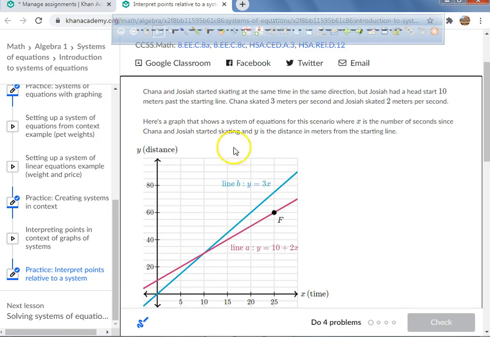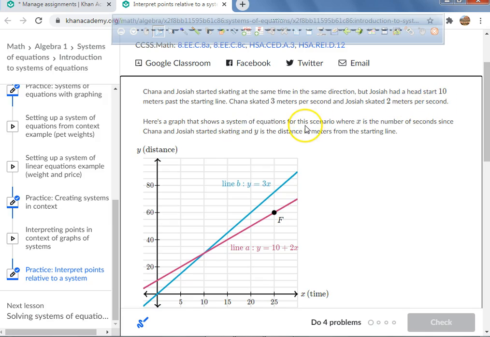So we've got two different people here. It looks like we've got Chana and Josiah. They started skating at the same time in the same direction, but Josiah had a head start. Josiah had a head start right there, 10 meters past the starting line. So you can see that he's ahead of Chana, but Chana is a faster skater. She skated 3 meters per second, and Josiah only skated 2 meters per second.